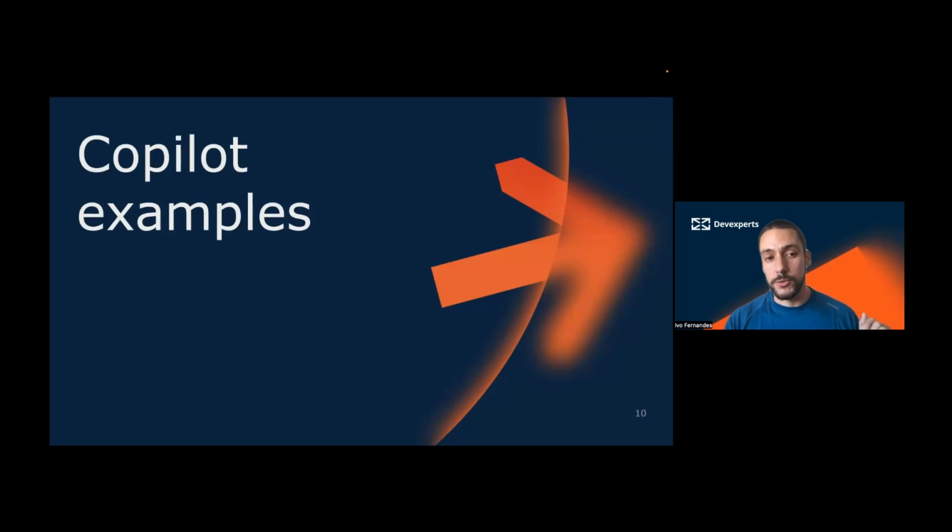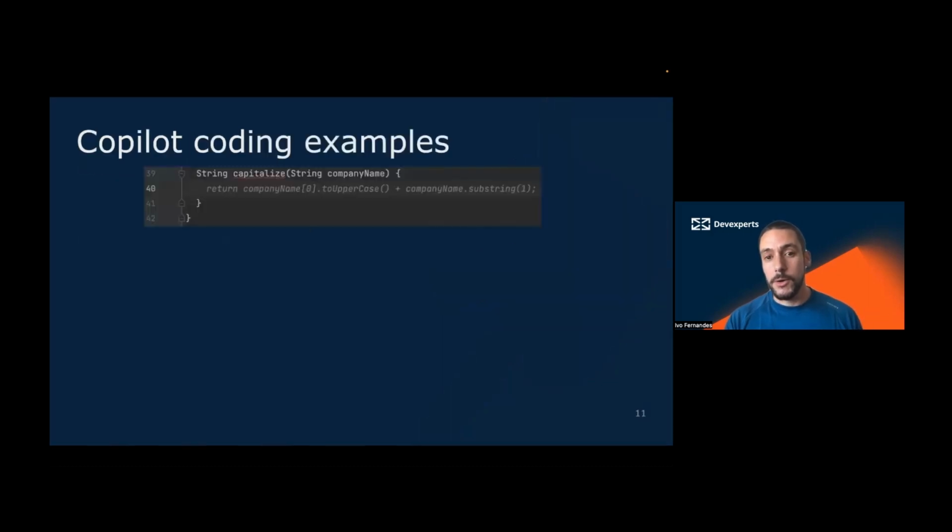First I will show you some Copilot examples of what it can do for us. In this example, I just inserted some code to generate a capitalize function, and I passed the name of the parameter that I wanted to use. That was company name, and Copilot just generated the code integrating with the parameter I was passing.